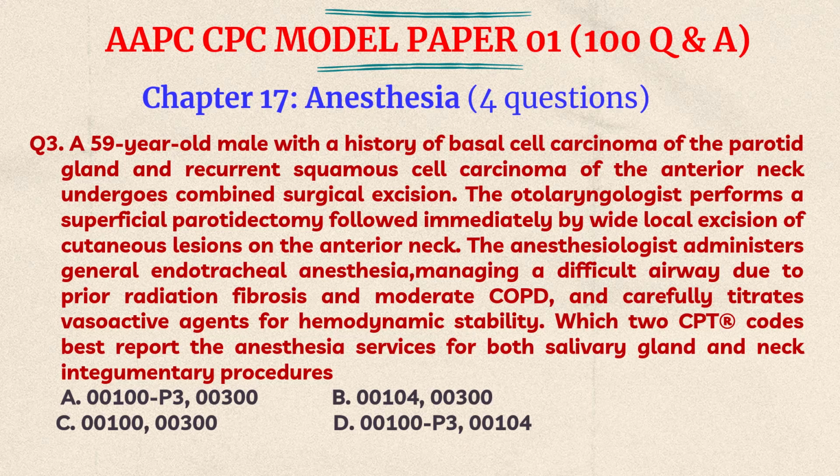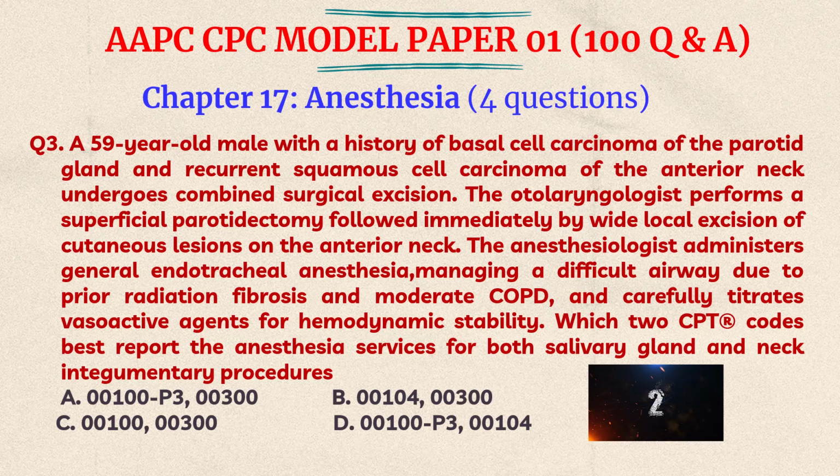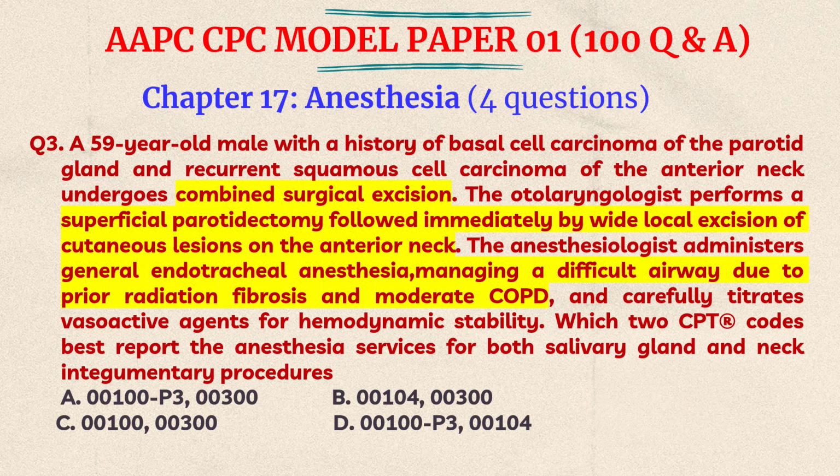So there are 4 codes available. Please pause the video, take the CPT code book and find the answer. 3, 2, 1. Okay, in this case, you have to highlight this is a combined surgical excision, superficial parotidectomy followed immediately by wide local excision of a cutaneous lesion on the anterior neck. The general endotracheal anesthesia is given in a patient with a difficult airway due to prior radiation fibrosis and moderate COPD.